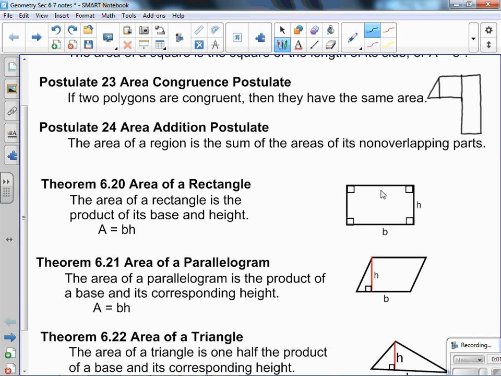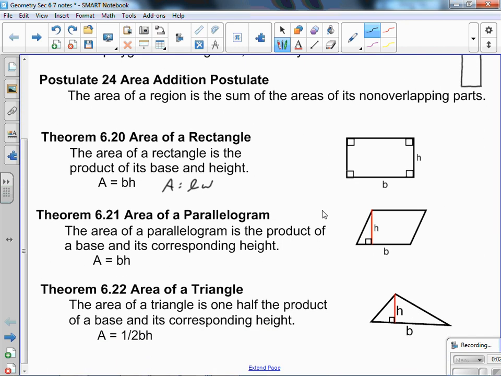All right, so then theorem 620, area of a rectangle. Area of a rectangle is the product of its base and height. Formula is area equals b times h, base times height. Or you might be more familiar with it as area equals length times width. That's probably what you covered in your earlier years. So length times width or base times height, same basic thing. Take the long side times the short side.